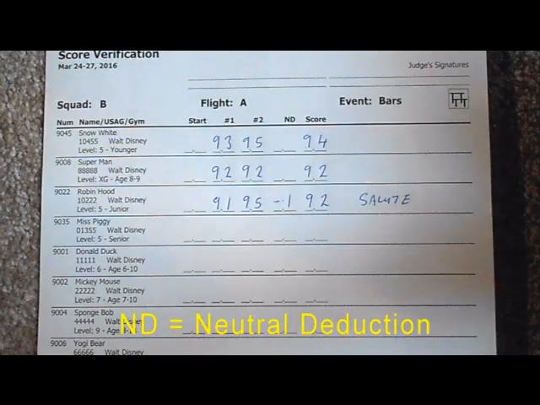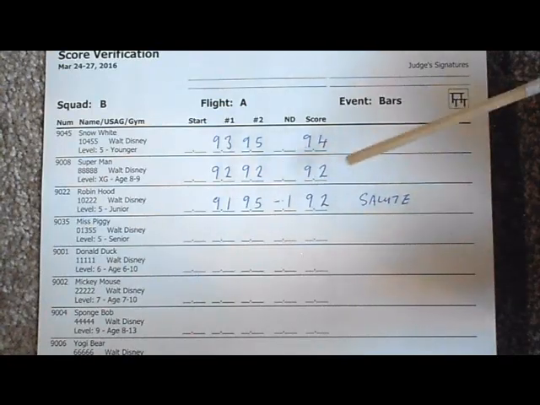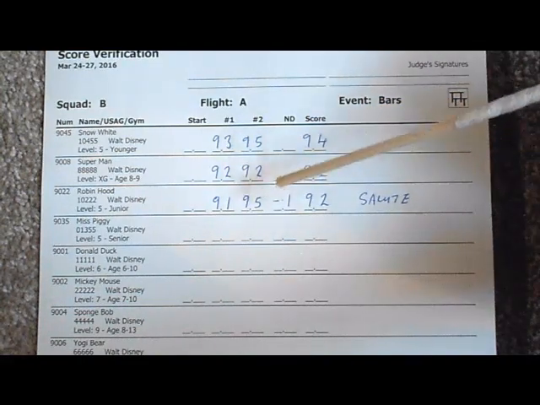So the next gymnast is up, and here we can see that the judges have given a neutral deduction of -0.1 because the gymnast did not salute, and is entered on the score sheet as such. We now therefore have to enter this into the keypad.